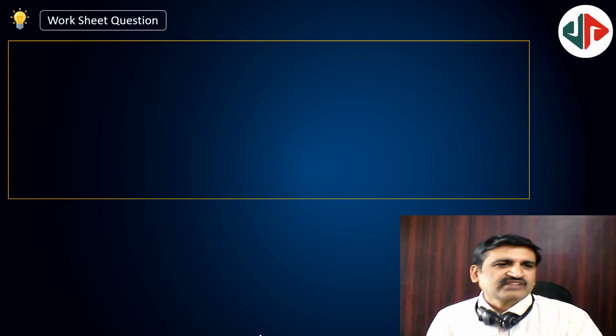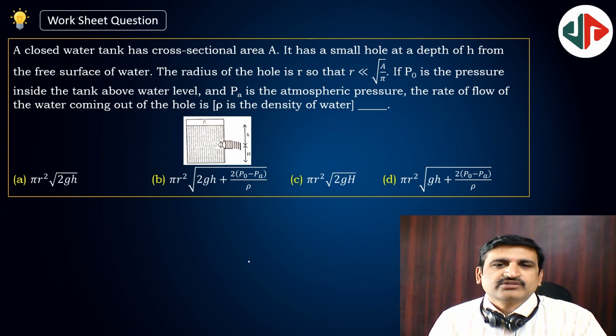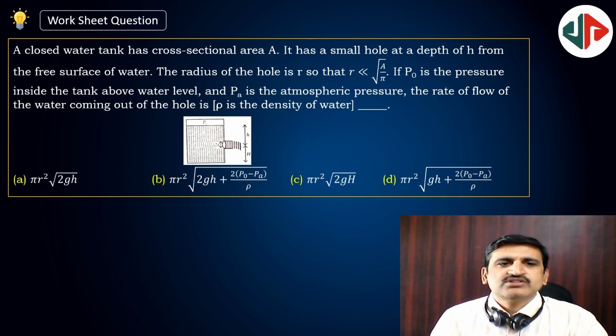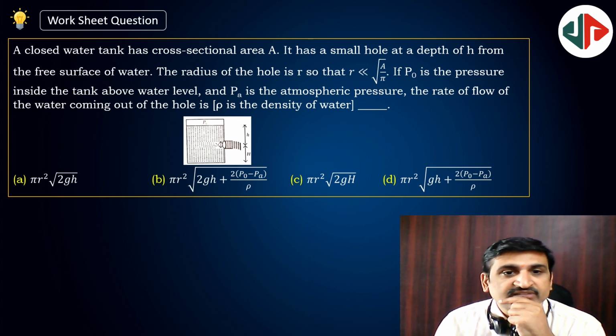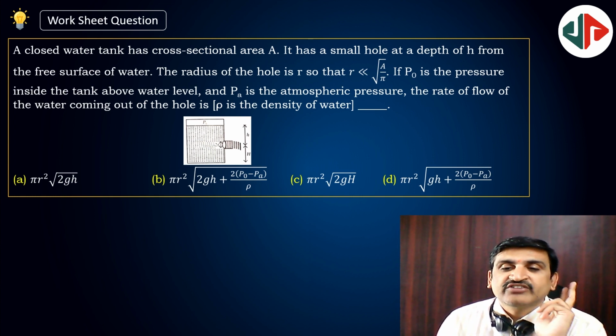Okay. Next, a closed tank, flux is coming out. So let us read the question slowly. A closed water tank has cross section area A. It has a small hole at a depth h from the free surface of water. The radius of the hole is r, so that r is very much lesser than root A by pi. P0 is the pressure inside the tank above the water level, and Pa is the atmospheric pressure. The rate of flow of water coming out, volume rate AV, we have to find out.